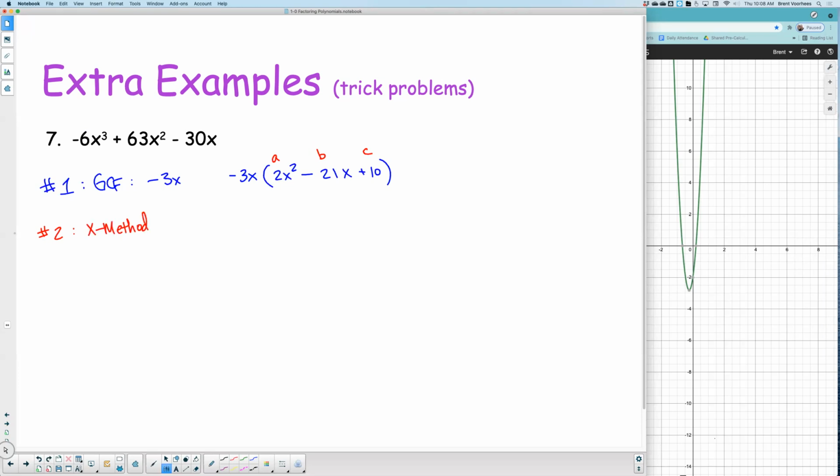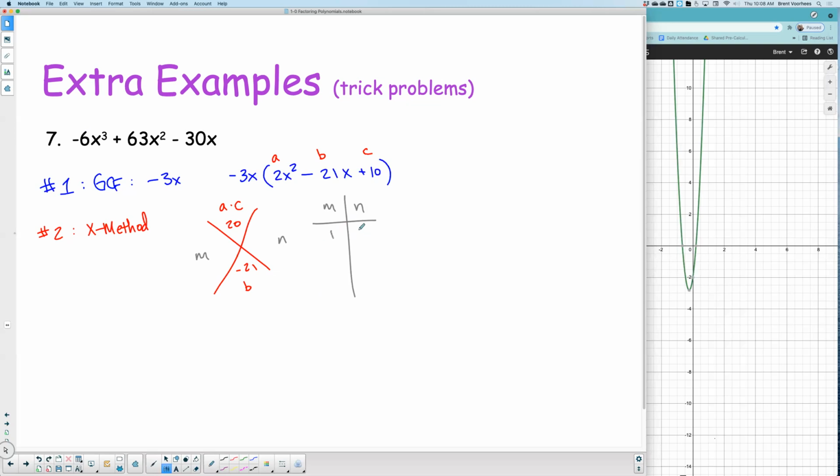X method. So here we go. Factors of A times C. 2 times 10 is 20. B is negative 21. We're going to look for 2 numbers. I'm going to use the variables m and n. They're going to multiply to be 20, add to be negative 21.